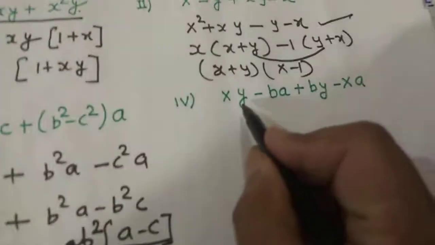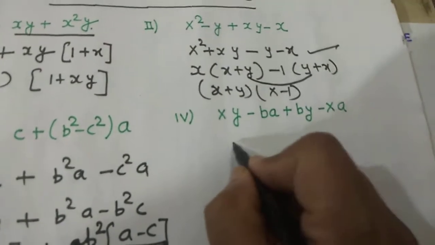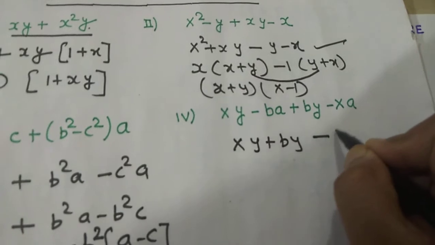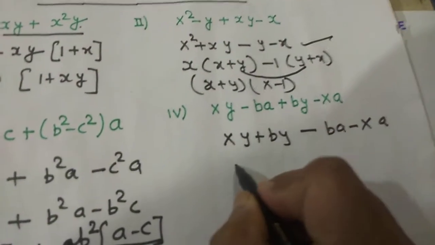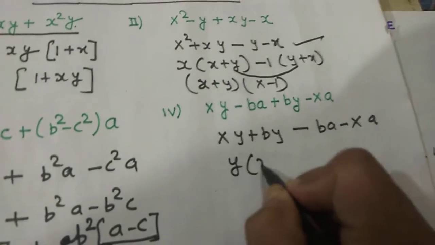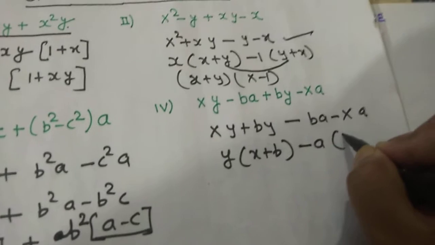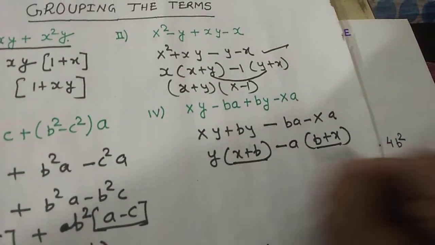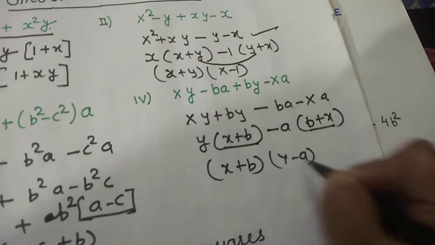Take this question: xy minus ba, by minus xa. If you check, xy plus by minus ba minus xa. Now you take y common, so x plus b, and here minus a common, b plus x. So x plus b is common, y minus a.